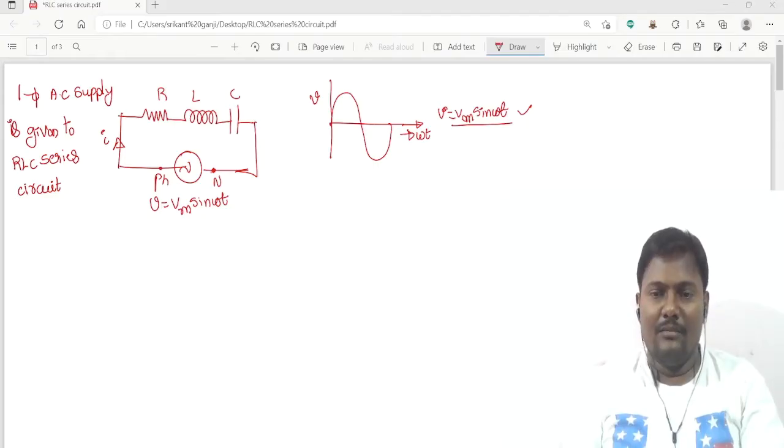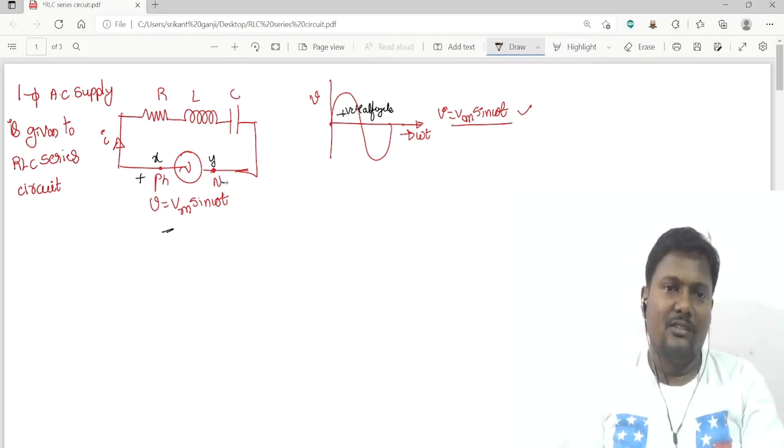So welcome back. Today I will discuss the single phase AC supply given to an RLC series circuit. I am applying a sinusoidal voltage to the RLC series circuit. During the positive half cycle of the supply voltage, the X terminal is positive and the Y terminal is negative, and during the negative half cycle the X terminal is negative and the Y terminal is positive. This is the phase and neutral.